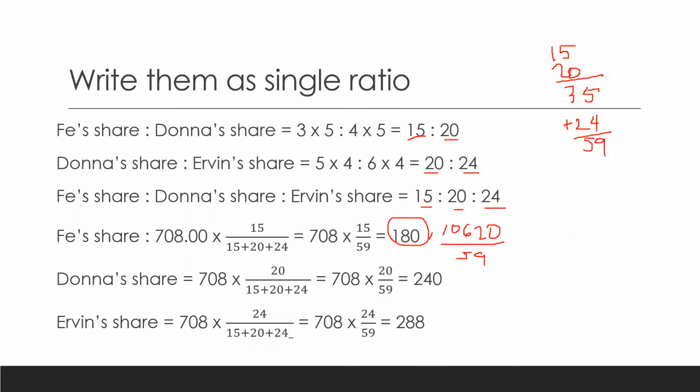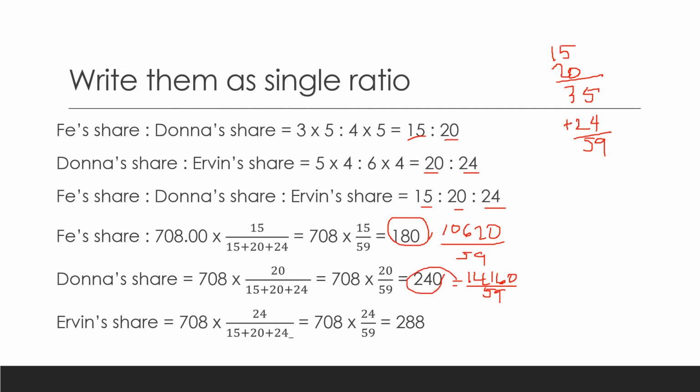Now, how about Donna's share? So Donna's share is 708 times 20 over 59. So 708 times 20 is 14,160 divided by 59. Okay, divided by 59, the answer is 240. So this is correct, right?